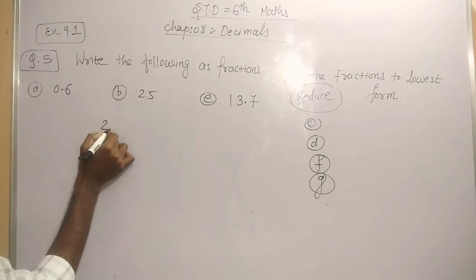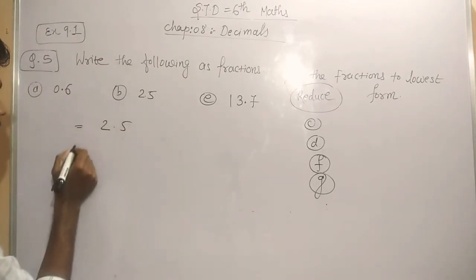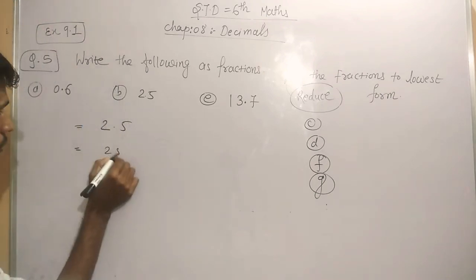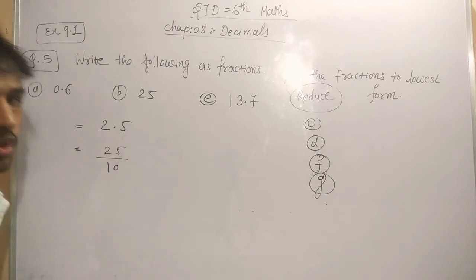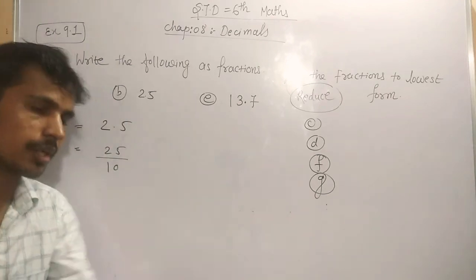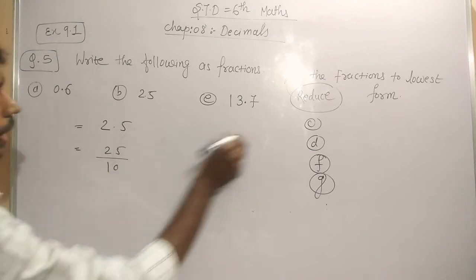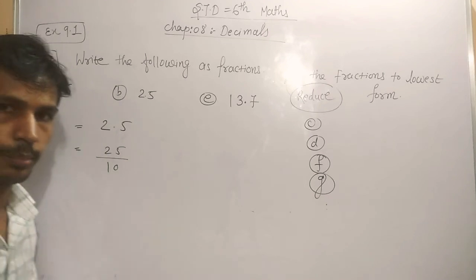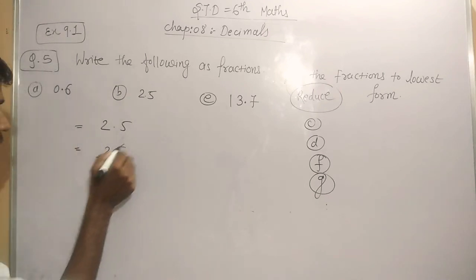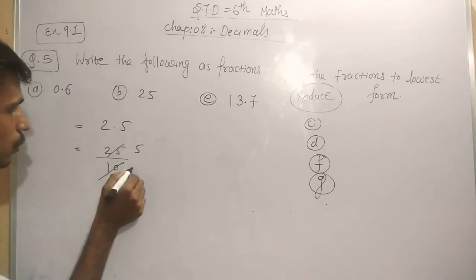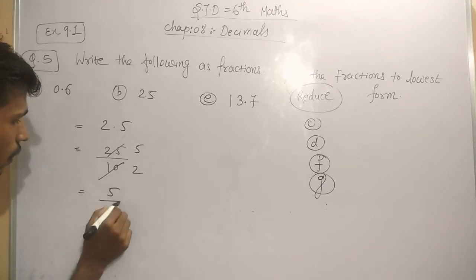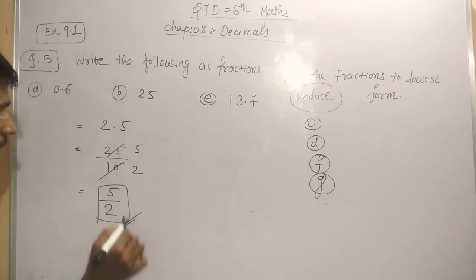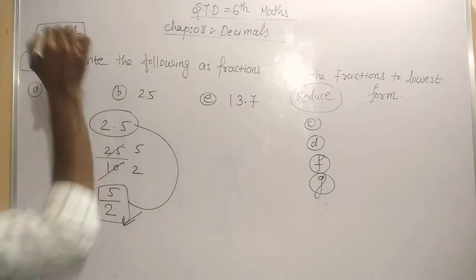Next sum is 2.5. Now, if I remove this decimal, I have to write 10 in the denominator. Now I have to reduce. In which table are both numbers coming? 5. 5 5s are 25, 5 2s are 10. So my reduced form is 5/2. This is the fraction and lowest form of this number.